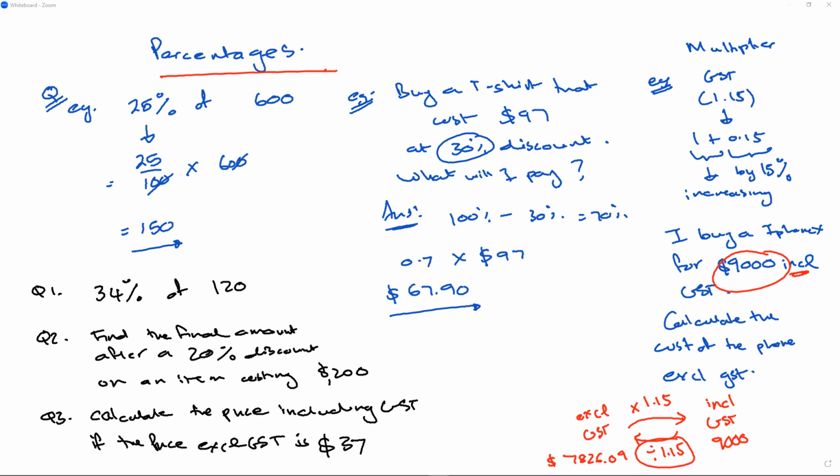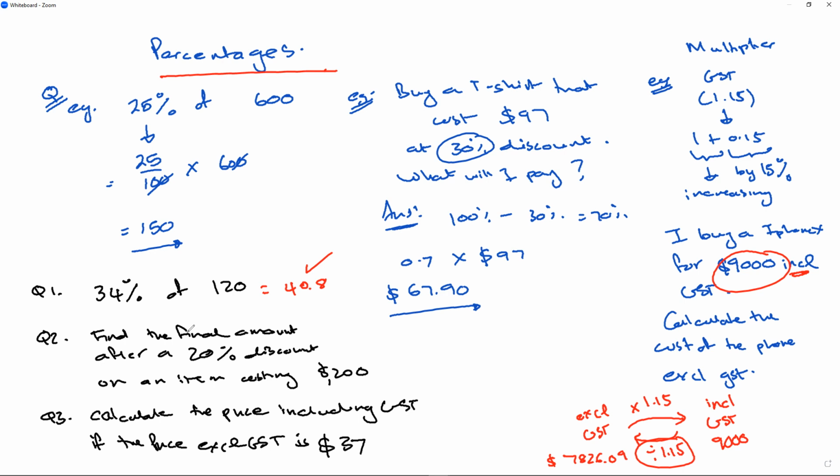Let's see if we can start going through the first one here. We're going to use the same principle, and we're going to go 34% of 120, so that's 0.34 times 120, or 34 over 100 times 120, which becomes 40.8. This is not currency, so that's fine. If it's currency, we use two decimals, if possible.